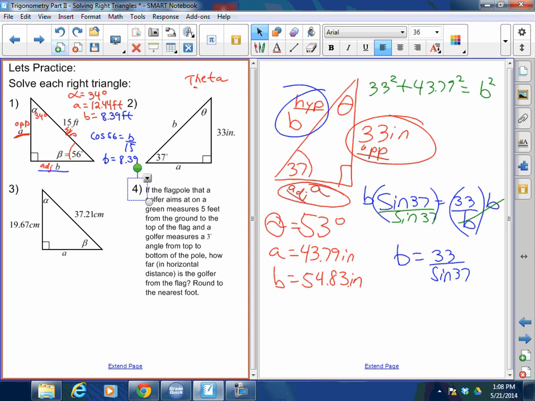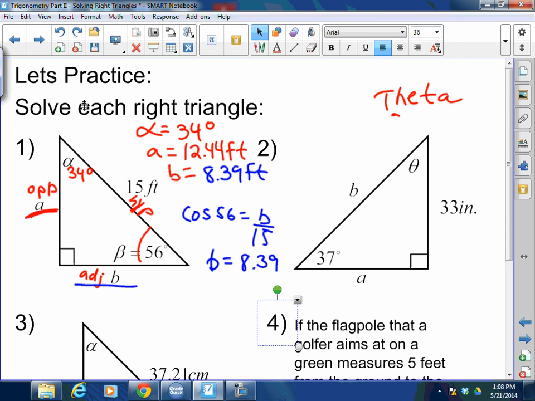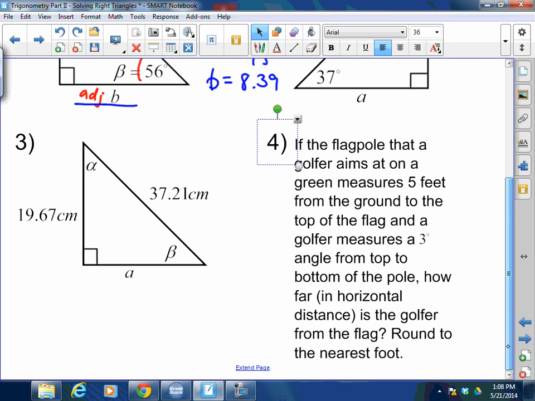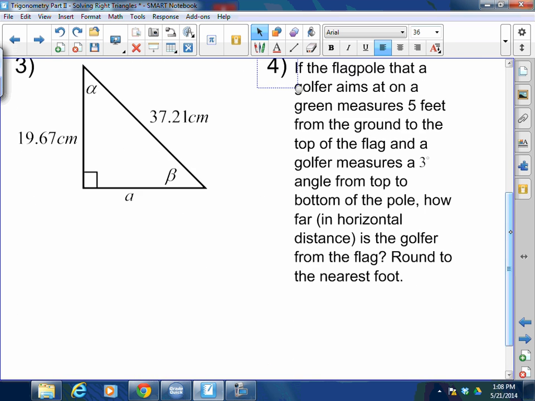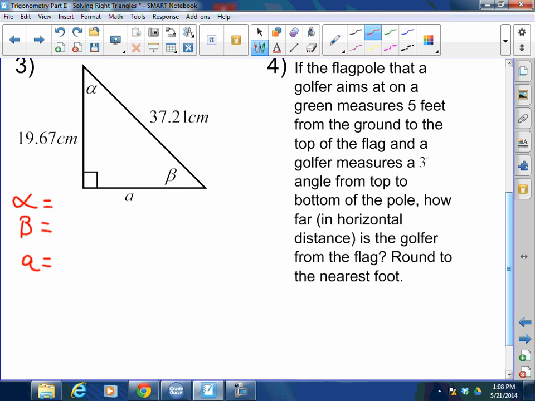Let's switch back here. I think I'll have room for this one now. Okay. How about this bad boy? Now we're talking. We are not given any angles. Oh yeah. But what do we use, guys, to find the angle? The inverse trig functions. Very good.